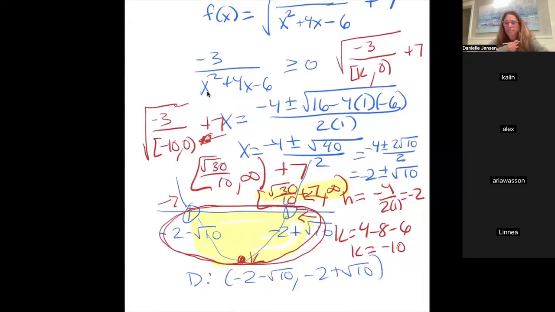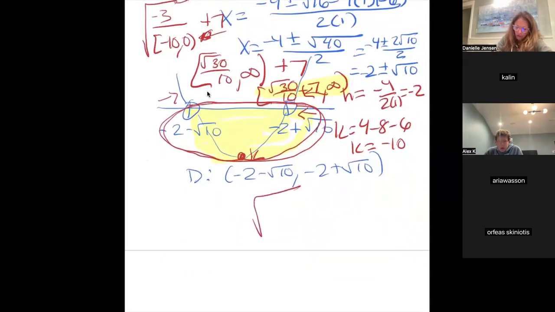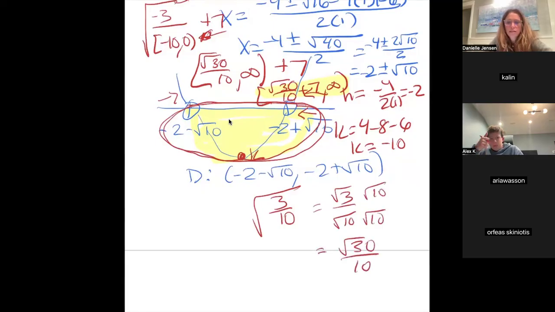Thank you. Okay. How do you get root 30 over 10 in the range? Didn't I say root 30? No? It's 3/10. So wait, let me go back. Wasn't it the square root of 3/10, right? And then what I did, that's square root of 3 over square root of 10. And then isn't that root 30 over 10? Yeah. So if you wanted to leave it like this, that's fine too.